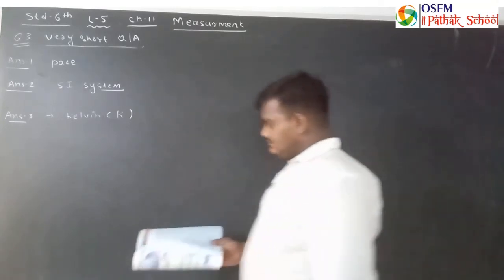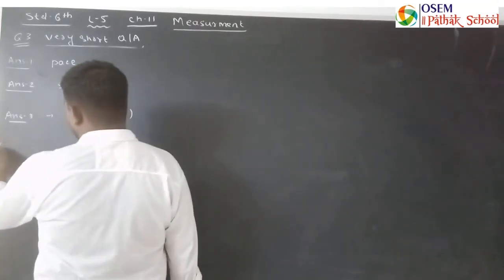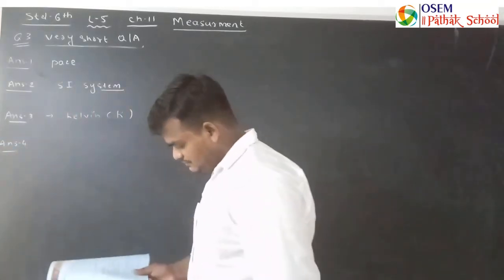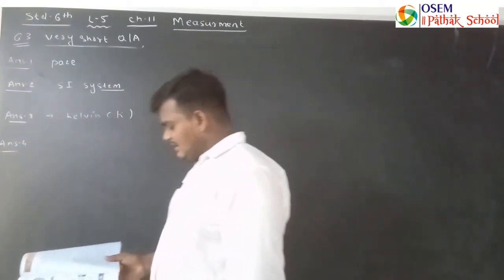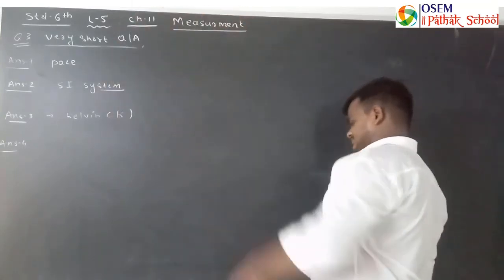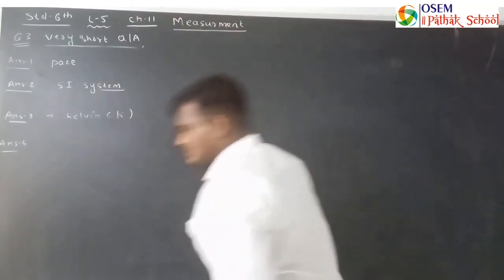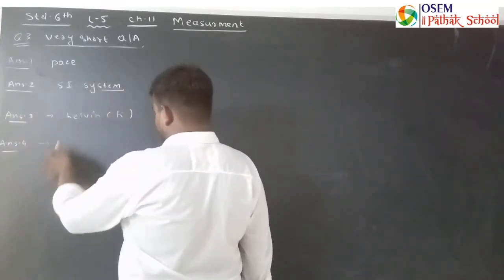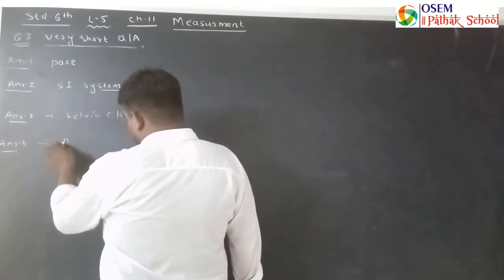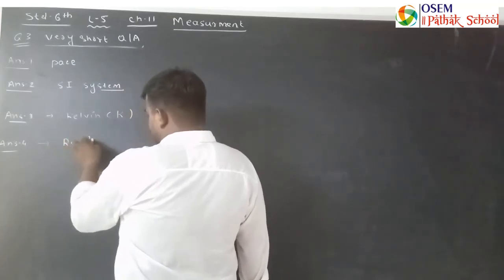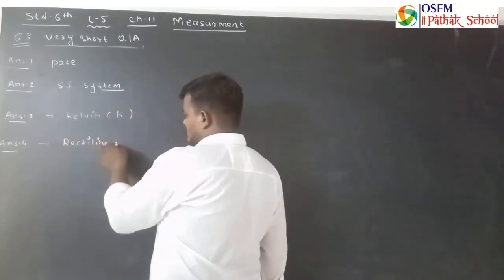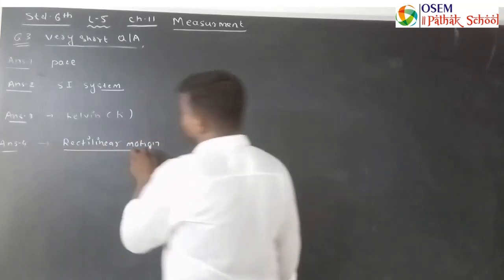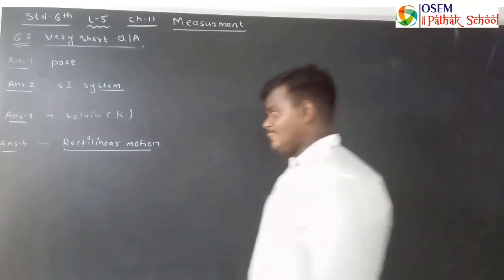Fourth question, answer number 4. The motion of ants moving in a straight line. So straight line motion is generally considered as a rectilinear motion. This is the example of rectilinear motion.